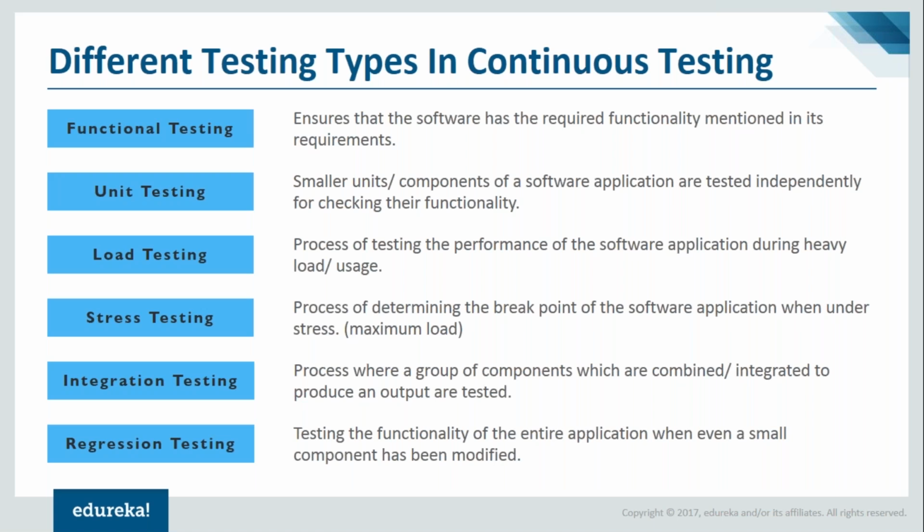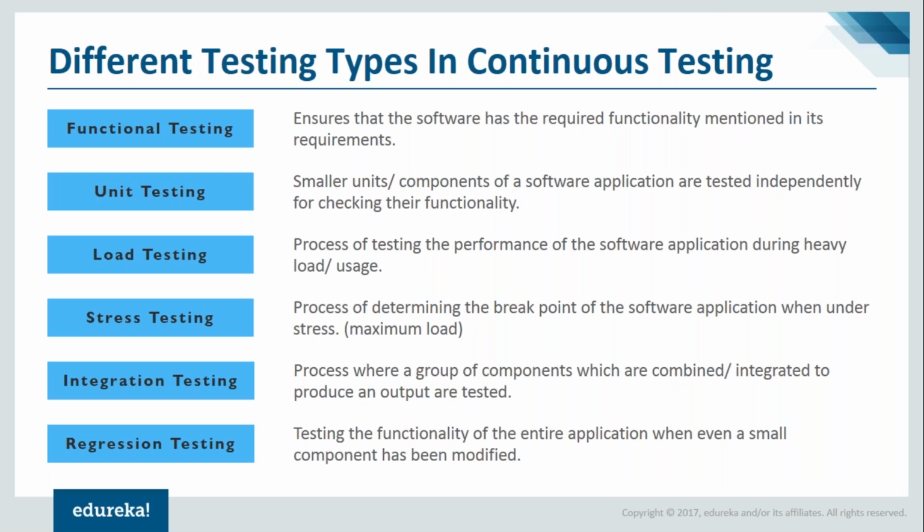Now, regression testing is basically to ensure that your application is running perfectly and there is no bug in your code, even when a small feature set has been added. So even if you've added a few features and a few lines of code, you're testing the entire application to make sure that this is not affecting anything else. Okay, so these are the different testing types and the most common ones which are used in DevOps.